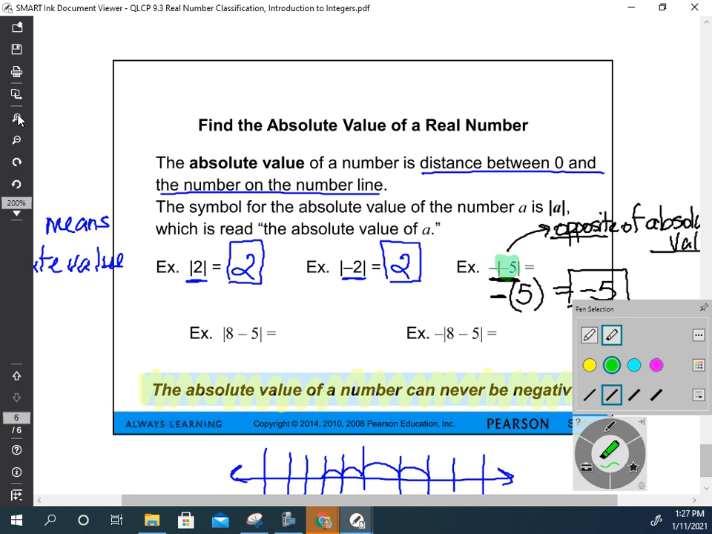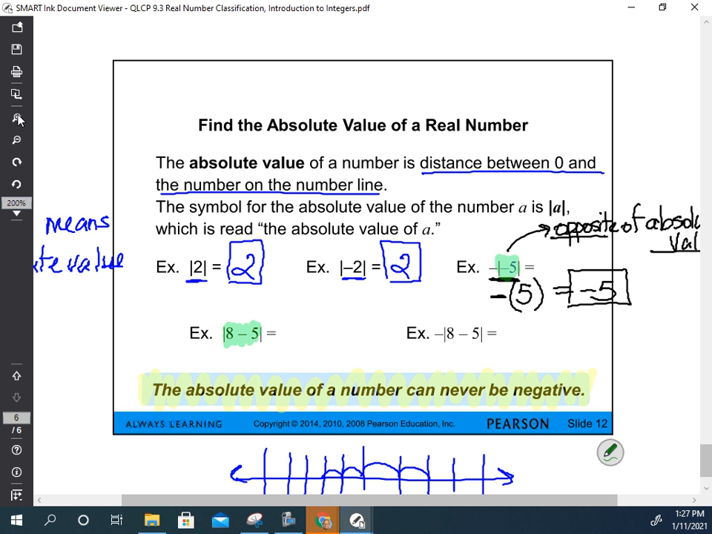All right, so let's finish off the last two. Absolute value of 8 minus 5. So you first got to do 8 minus 5. What's 8 minus 5? That's 3. So 8 minus 5 is 3. And then the absolute value of 3 is 3. Just like order of operations. Do the work inside of it, and then work your way out.